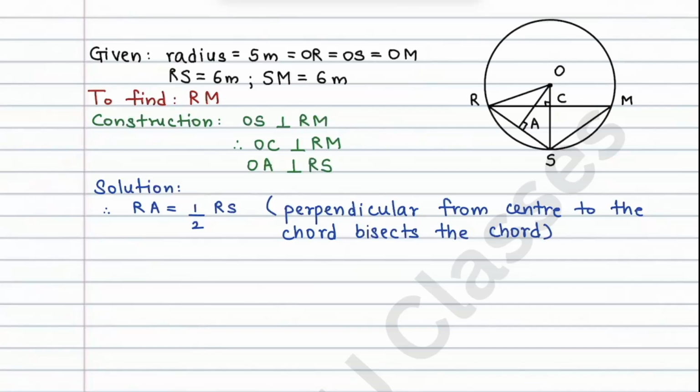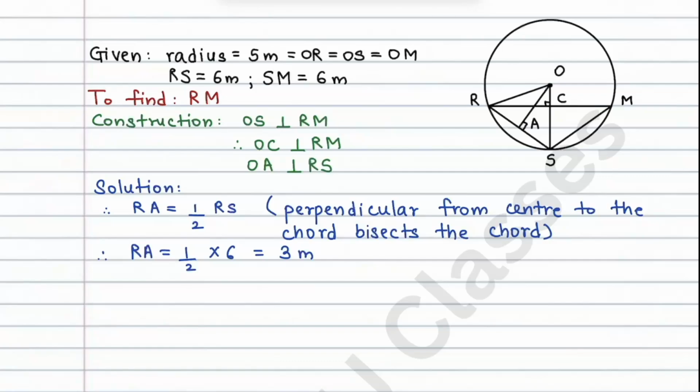So whenever you write a statement, you have to give the reason. Because OA is perpendicular to RS, RA will be half of RS. So RA is half of RS. But we know that value of RS is equal to 6 meter. Therefore, RA is half into 6, so equal to 3 meter. Value of RA is equal to 3 meter.